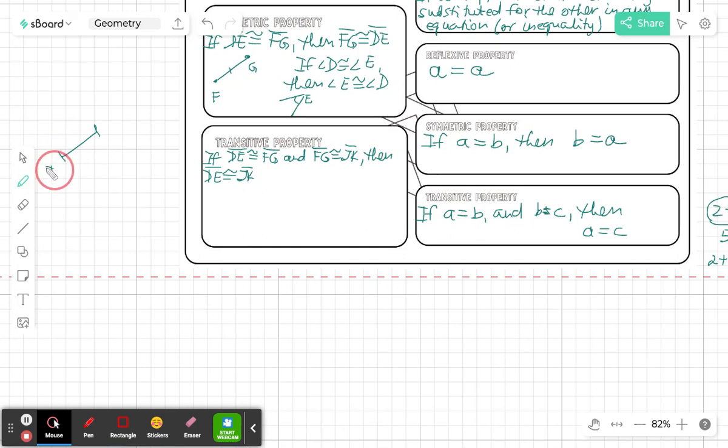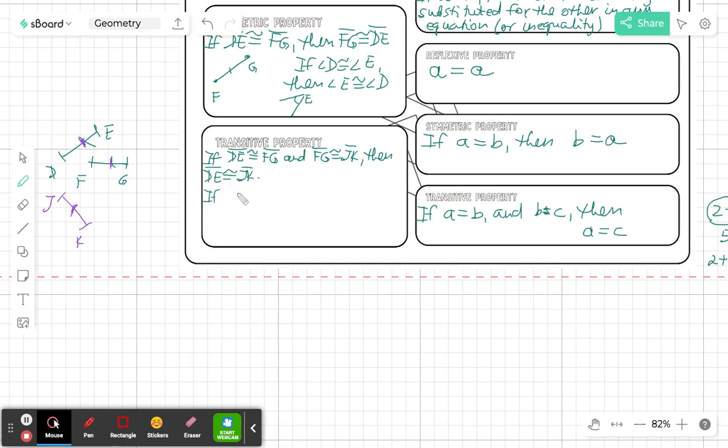So this is my segment DE. I have another segment FG, and I know that these two segments are congruent. And then maybe I have another segment, JK, over here. And somebody told me that JK is congruent to FG. Well, that means that JK has to be congruent to segment DE as well. Okay, should make sense.